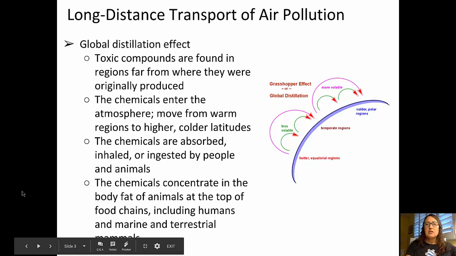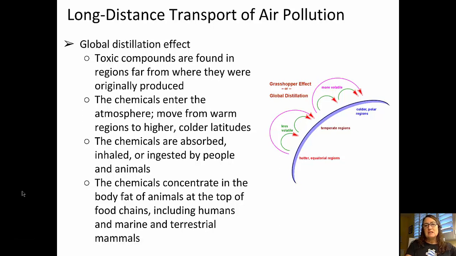So we're going to start off with a little bit of a case study here. Something called the global distillation effect, or perhaps the grasshopper effect. This is where we've observed toxic compounds that are found far from the regions where those chemicals were originally produced and entered the atmosphere. And the general movement is from lower, warmer latitudes toward colder, higher latitudes.